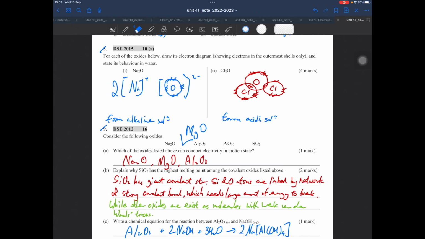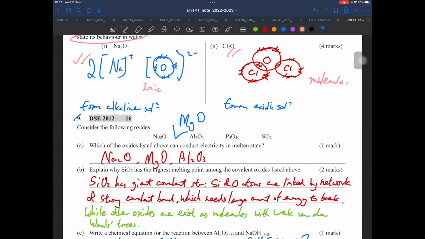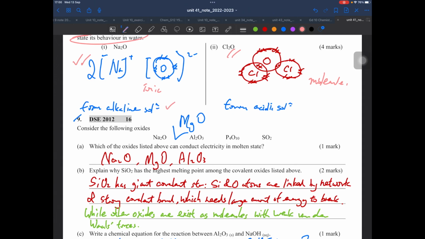So here it shows. I don't think this is difficult for you to draw the diagram, right? Sodium oxide, please pay attention, is an ionic compound, while Cl2O is a molecule. And don't forget to state behavior. So in 2015, so many students forgot to write down their behavior and then lost marks. The Na2O forms an alkaline solution, Cl2O forms an acidic one.